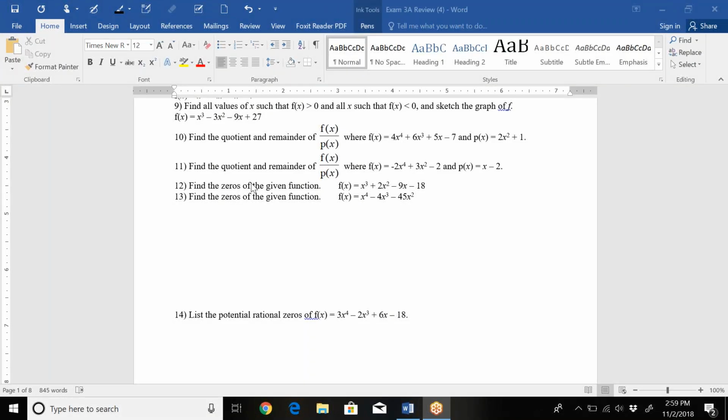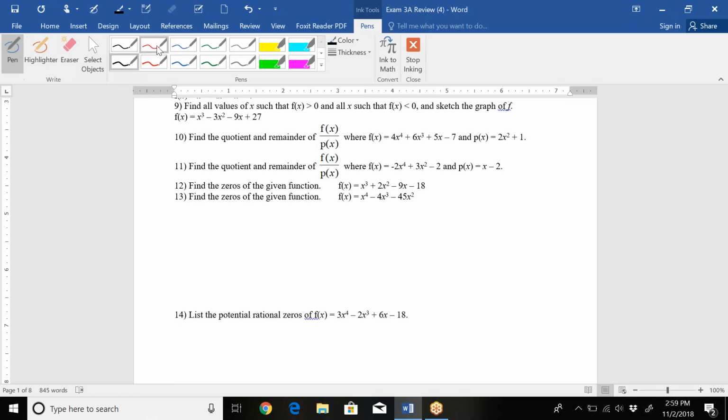All right, this is the 3A review, starting with number 13. We're finding the zeros of the given function, which means we're going to look at it and see if it's factorable first, and if not, then we would, of course, use the rational root theorem. This one looks like we can try to factor it, so we would factor out, they all have an x squared. That would leave me with x squared minus 4x minus 45.